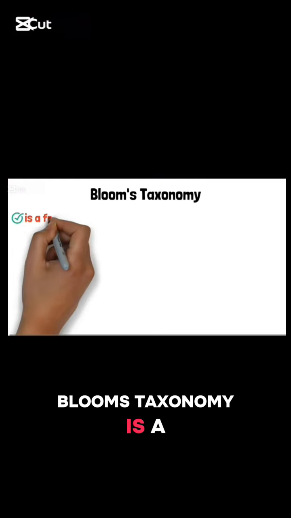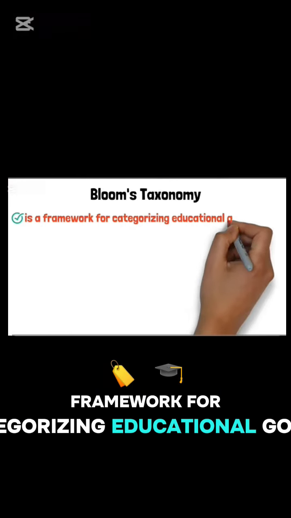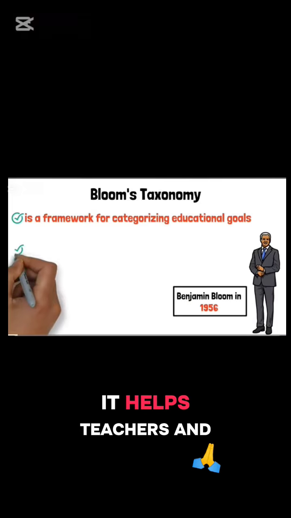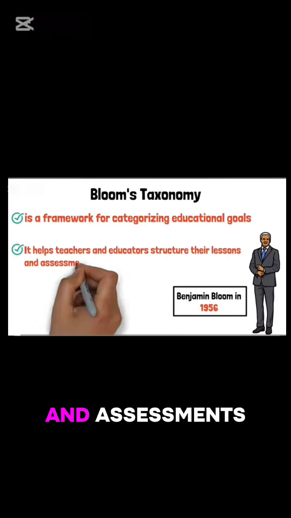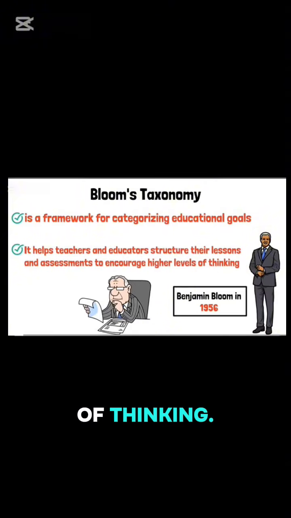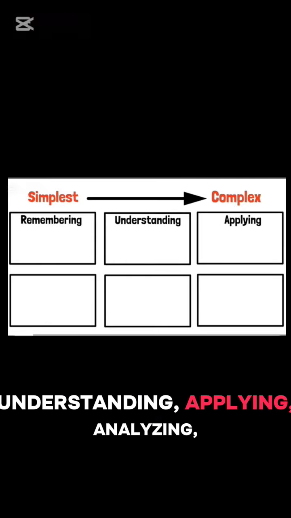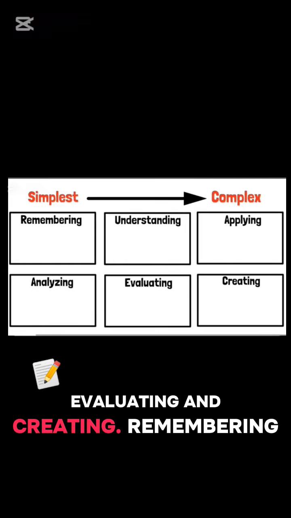Bloom's taxonomy is a framework for categorizing educational goals, created by Benjamin Bloom in 1956. It helps teachers and educators structure their lessons and assessments to encourage higher levels of thinking. The taxonomy has 6 levels, starting from the simplest to the most complex: remembering, understanding, applying, analyzing, evaluating, and creating.